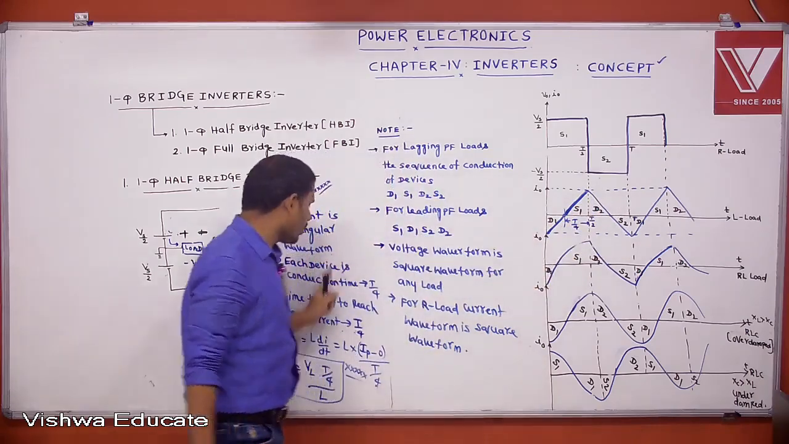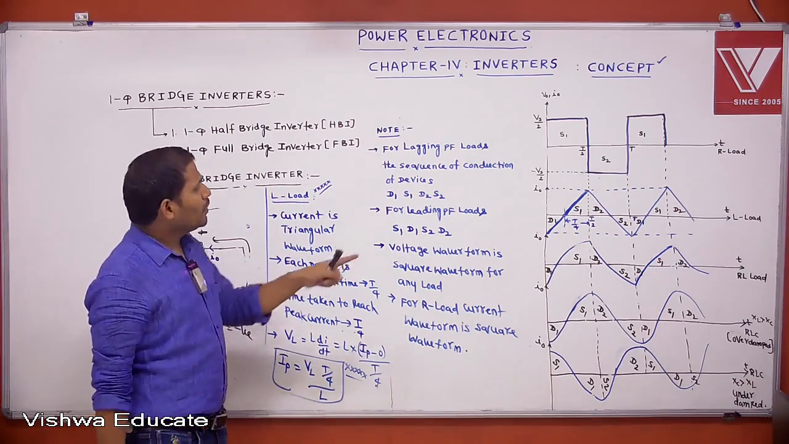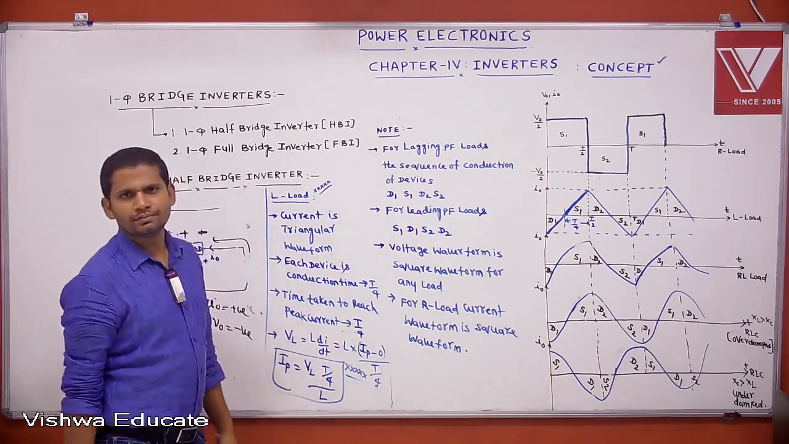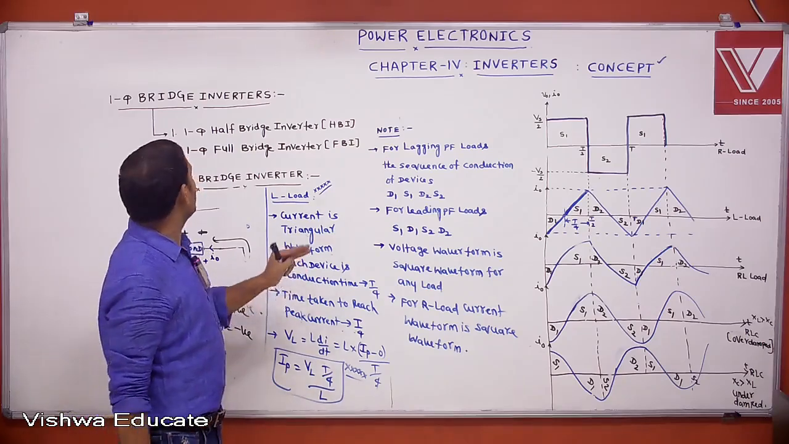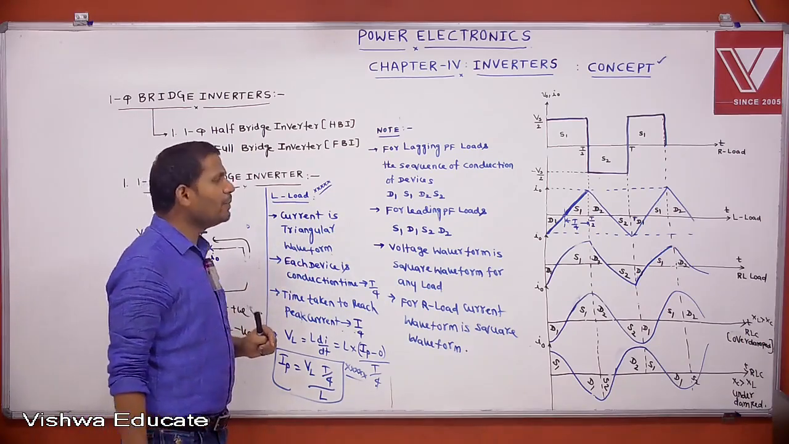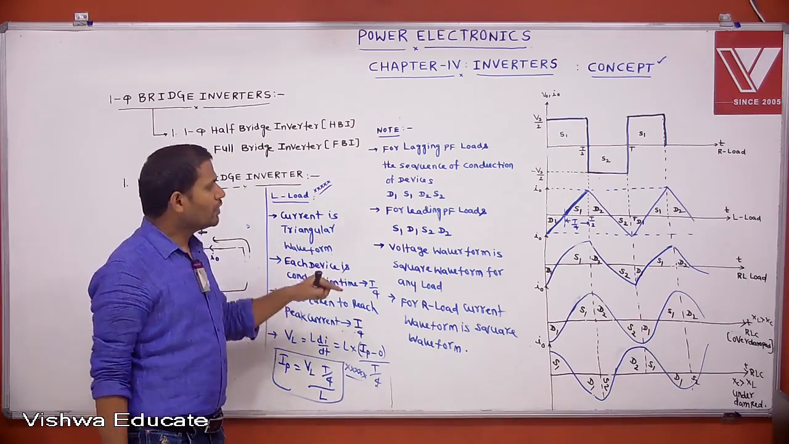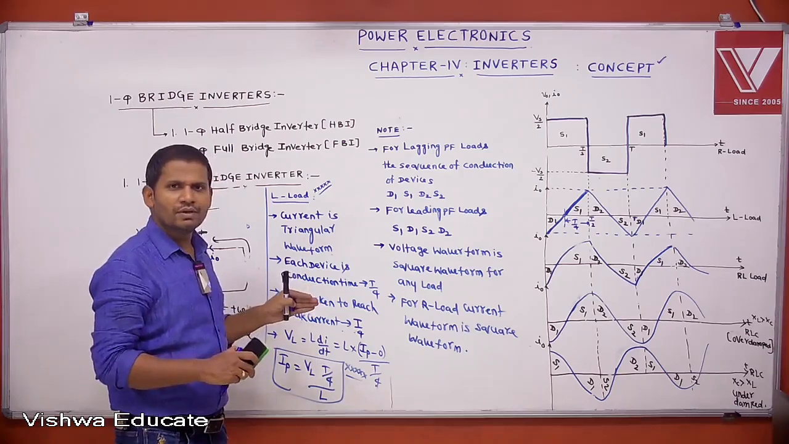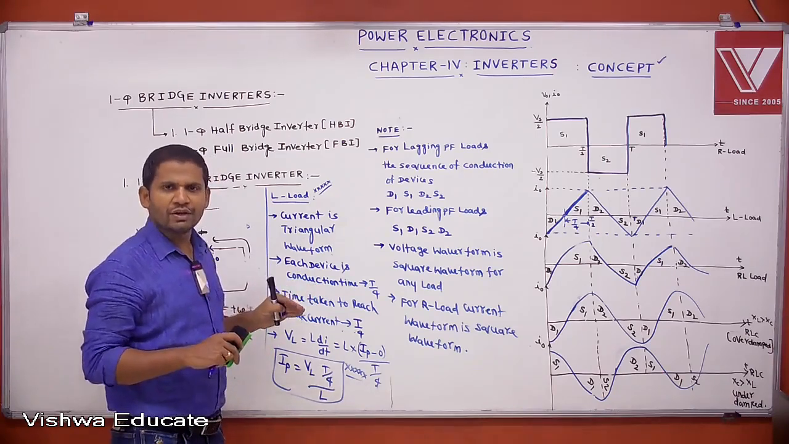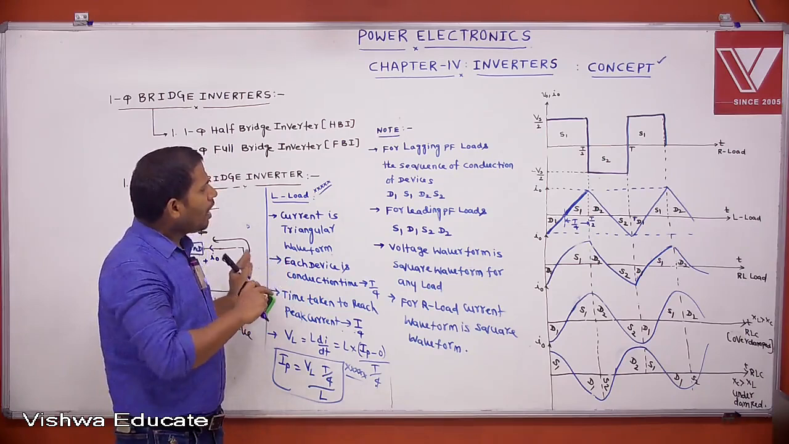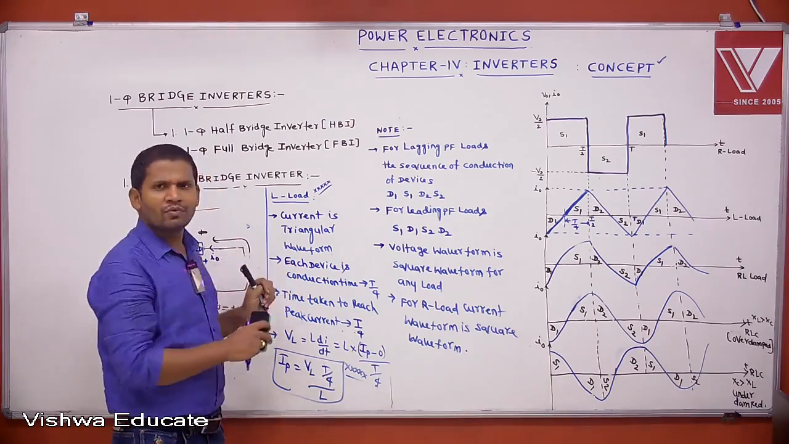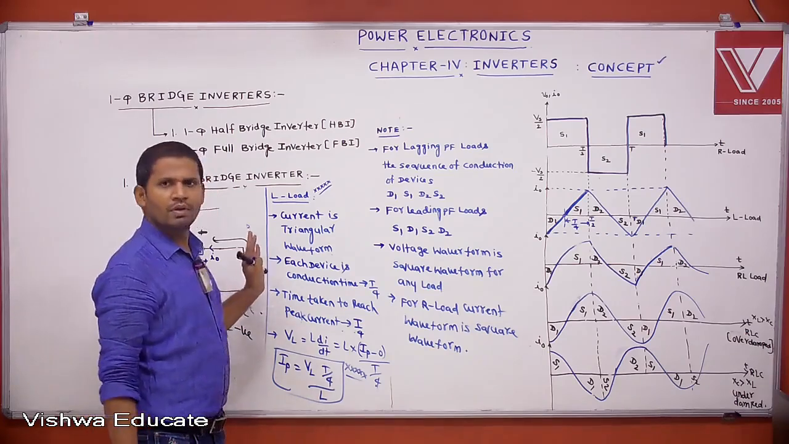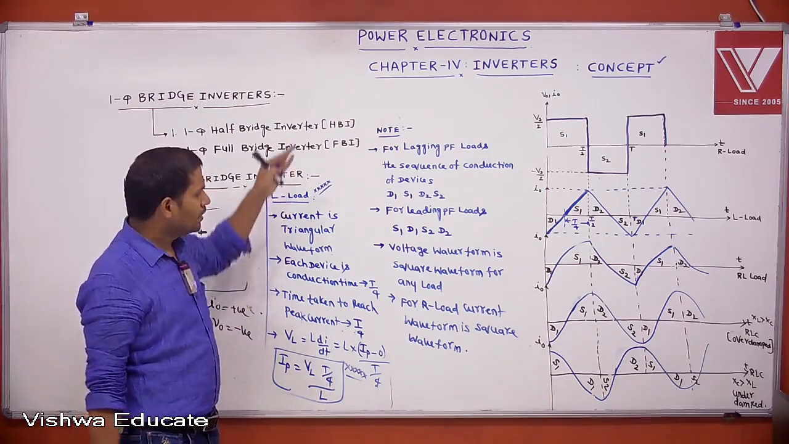That's why I listed some points here. For a purely inductive load, what is the peak value of current? VL into T by 4 by L. Understood? Okay, this is about the single phase half bridge inverter. Note these down. In the next session I will continue with some other points on the half bridge inverter, then continue with the full bridge inverter also. Then you will see how this drawback is overcome in the full bridge inverter. Clear? Understood? Note down these points.